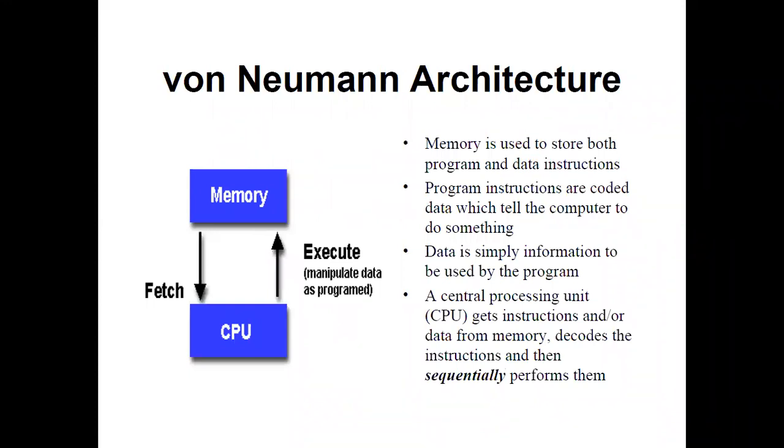So in the diagram, you are able to see that you are having a memory and you are having a CPU. Memory is storing both the things, program as well as your data instructions. So your program is also there and data is also there. See, these program instructions are coded data which will tell the computer to do something. Means our program is telling the CPU what needs to be done, and the data is nothing but information which is used by the program.